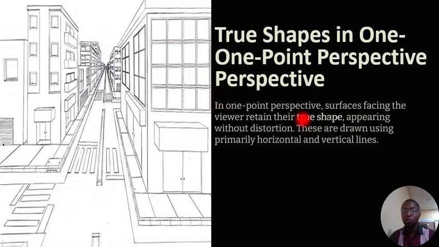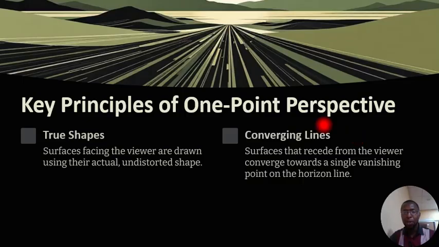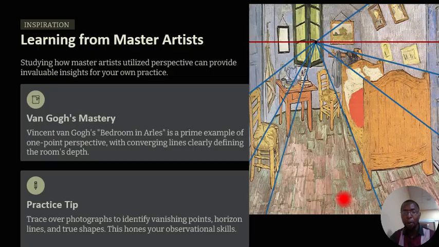So it's very, very key that the true shape is retained. Nothing is tampered with on the true shape that is facing the viewer. Its shape must be retained undistorted. Once it's distorted, it is no longer 1-point perspective drawing. So the key principle of 1-point perspective drawing says the true shape must be undistorted, must be the actual shape of the object, and the converging lines must meet at a vanishing point.